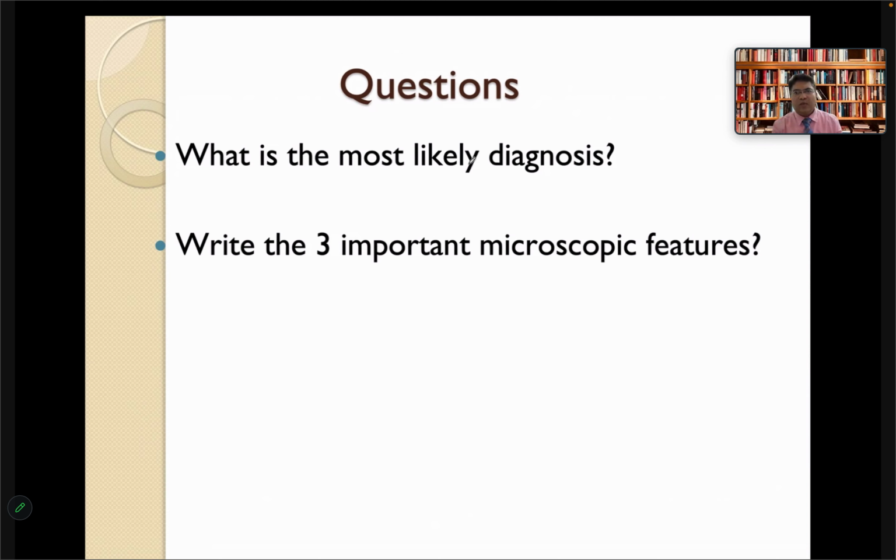And what are the three important microscopic features? So at least you should write two important microscopic features. Number one, liquefactive necrosis. Number two, neovascularization. And number three, gliosis. So these are the three important microscopic features. You write any two, preferably try to write liquefactive necrosis and neovascularization.